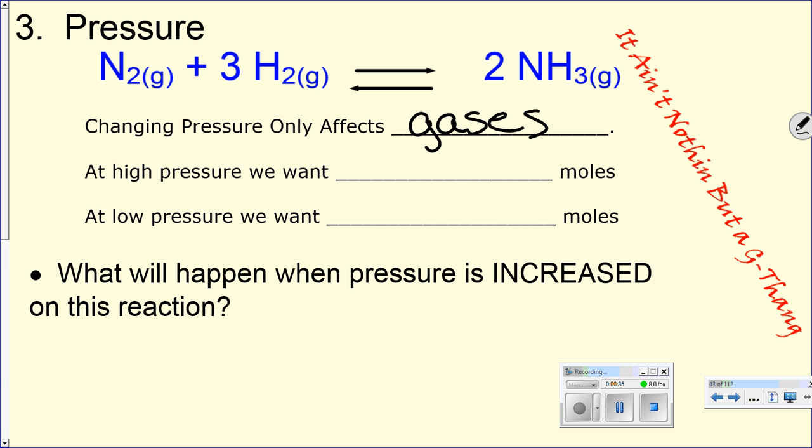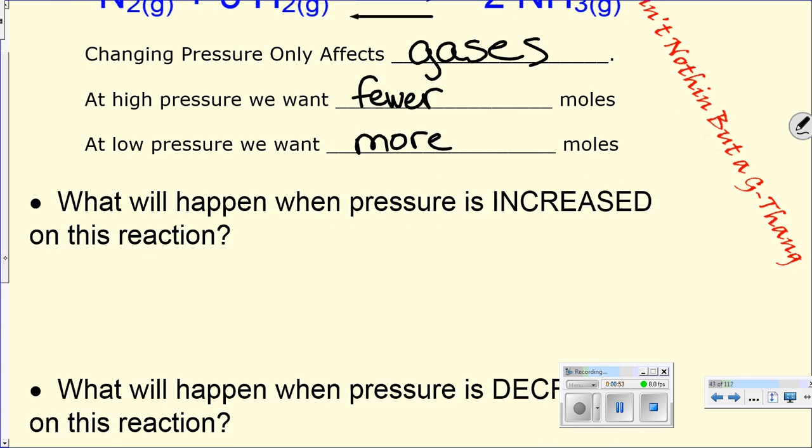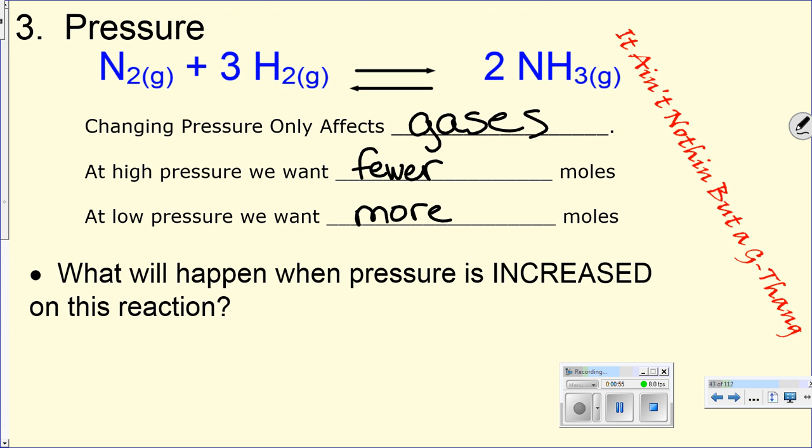At high pressure, so when things are kind of shoved together, we want fewer moles. Whereas at low pressure, we're able to have more moles of gas. So what will happen to a system, the system up here, when pressure is increased on this reaction? What we have to do in order to assess this is look at the reaction itself and determine how many moles of gas are on either side. So in front of this, there's an invisible 1. There's a G here, so that's a gas. There's a 3 here, and that's a G, so that's a gas.